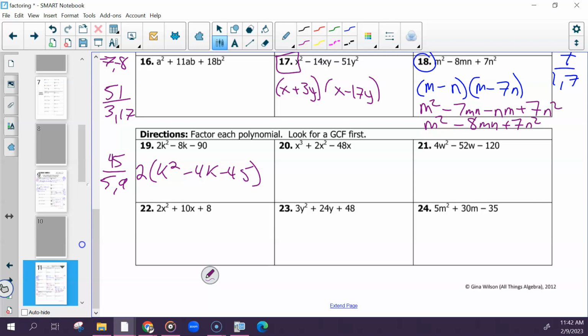Which one? 9. There you go. So if we make the 9 negative and add it to 5, we would get negative 4. So then we would write those two factors, k plus 5, k minus 9, and bring down the 2 that you factored out because it's still part of the answer.